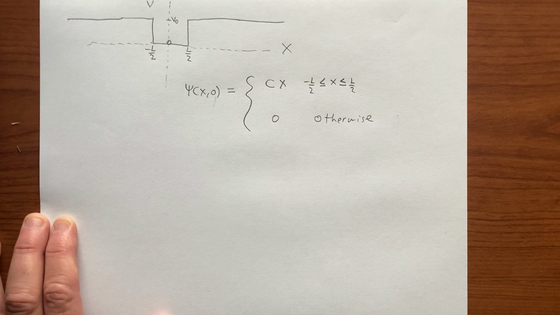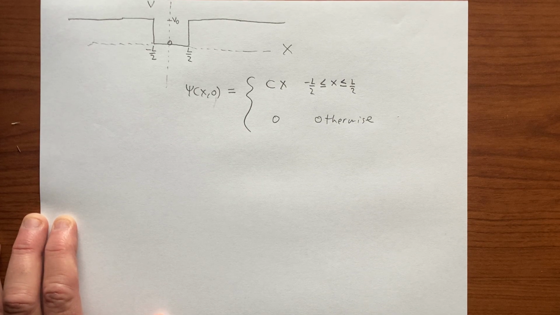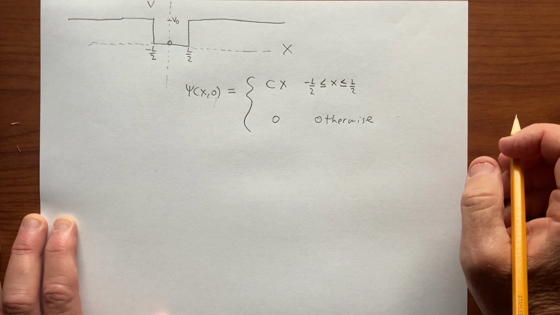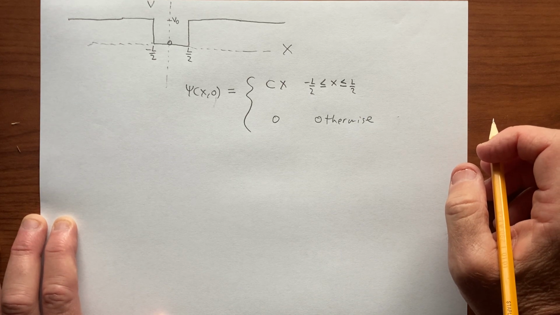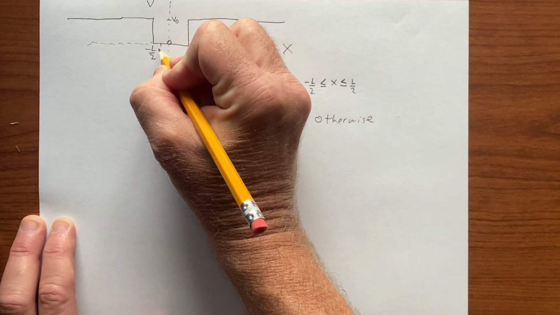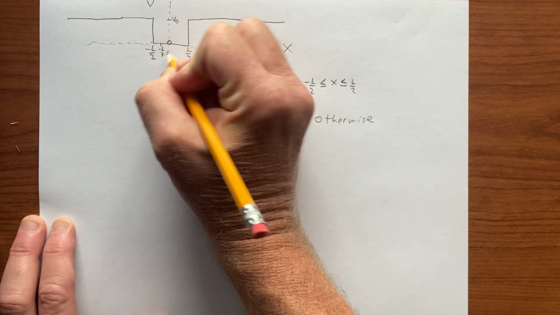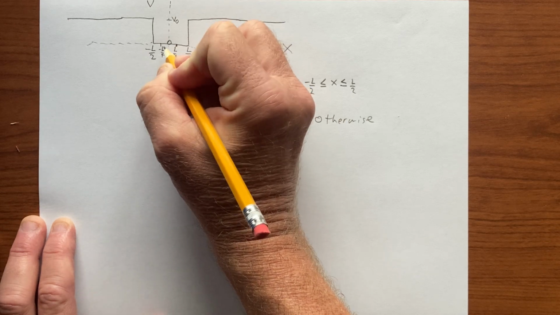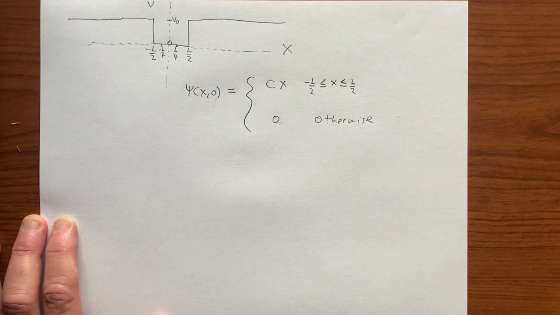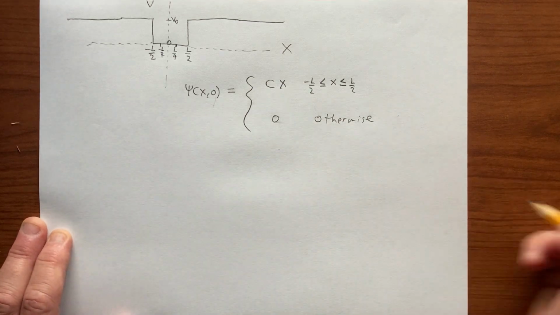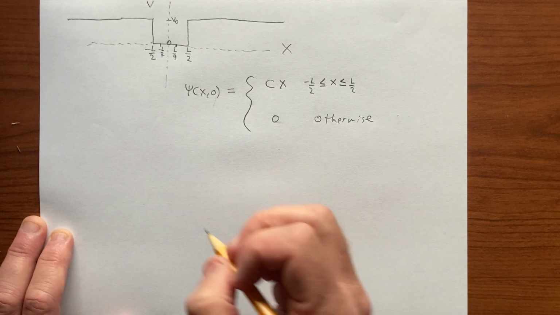And we want the probability of finding the particle between, let's say, minus L over 4 and L over 4. So in this region here. So at t equals 0. So we need to normalize this, figure out what the c coefficient is.